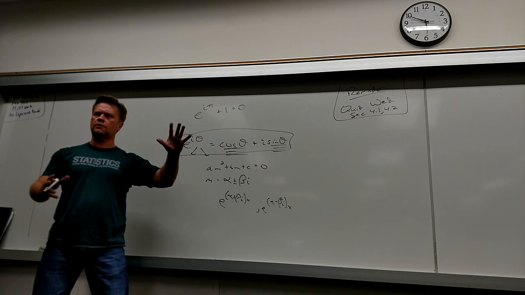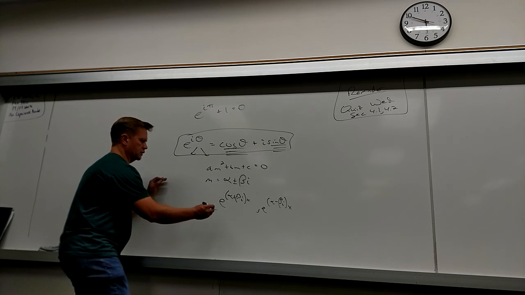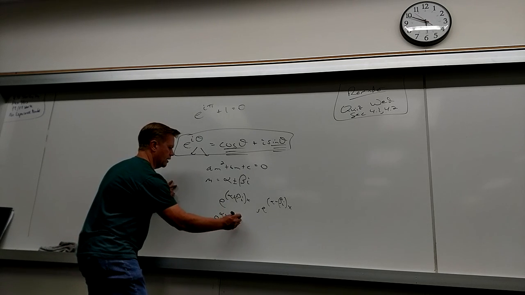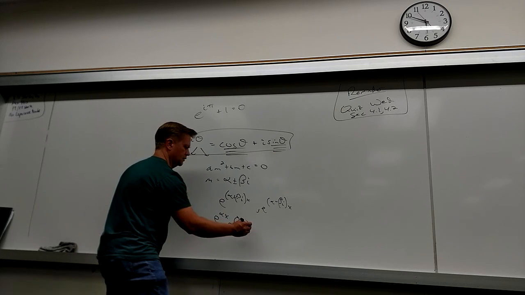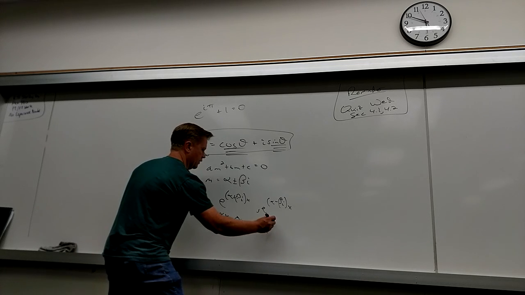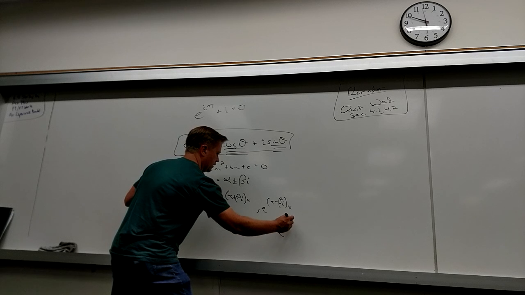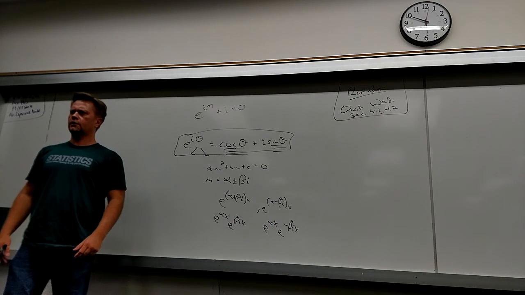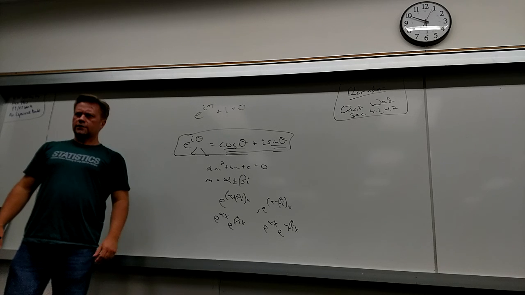You guys start to see how this would work? If I broke this up as e to the alpha x, e to the beta i x, and this would be e to the alpha x, e to the negative beta i x. Do you guys see that? Is that cool? You guys okay with that?